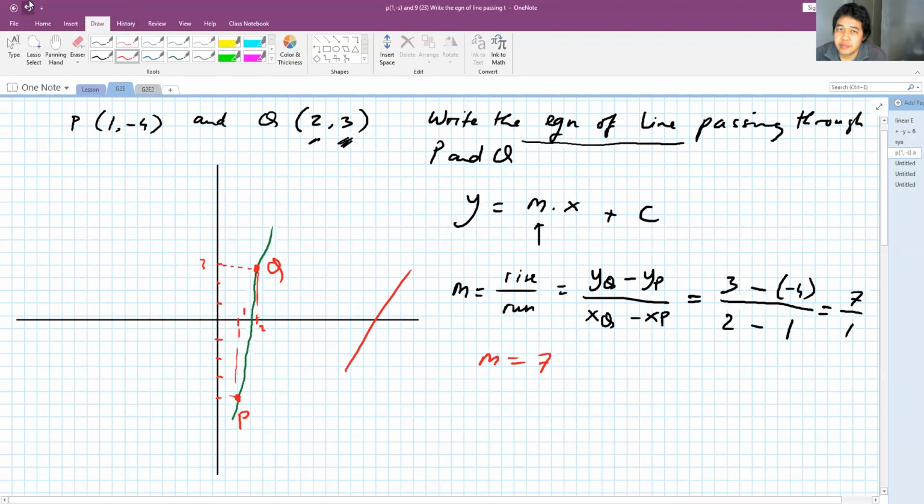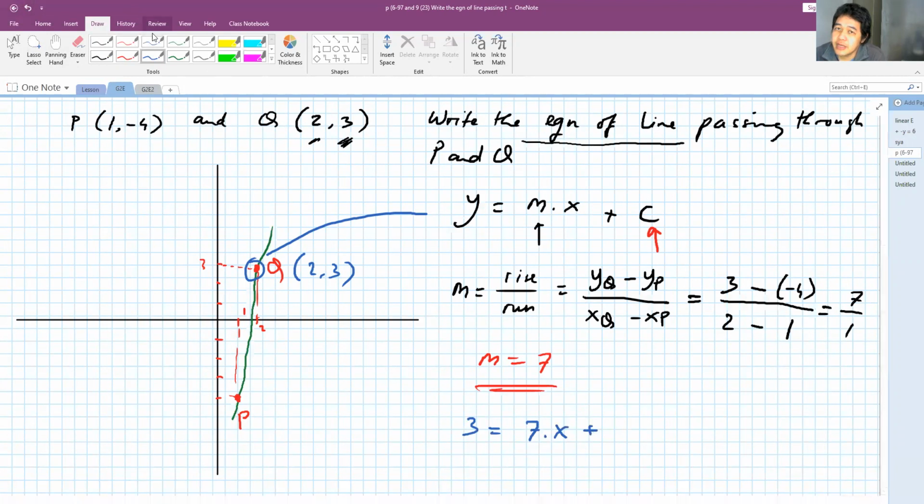Now, once you get the value of the slope, normally we will also get this y-intercept by using one of these points. So for example, you use this Q, and then plug in the x and y value of that point into this equation. So in this case, 3 equals 7 times 2, plus c. Okay, so here we go.